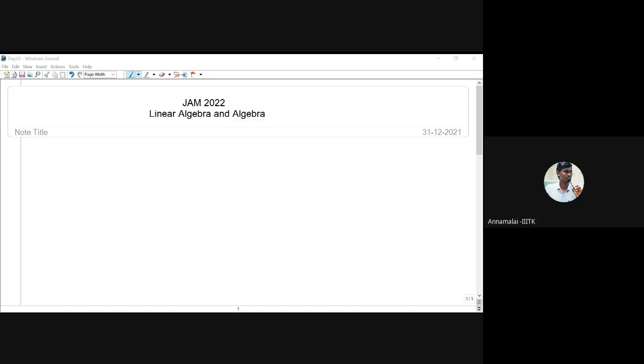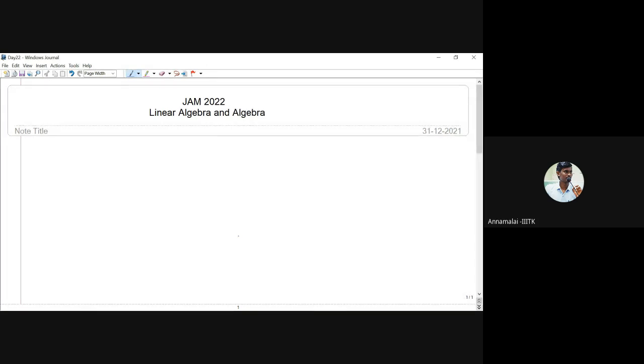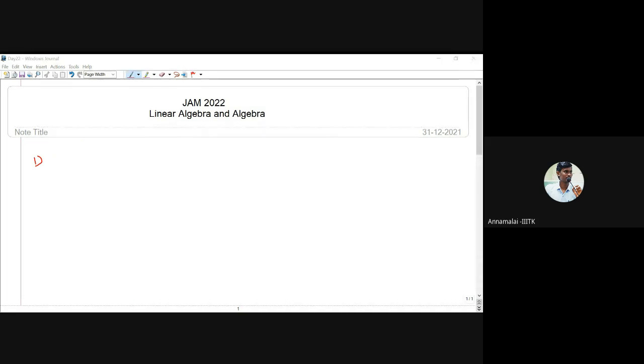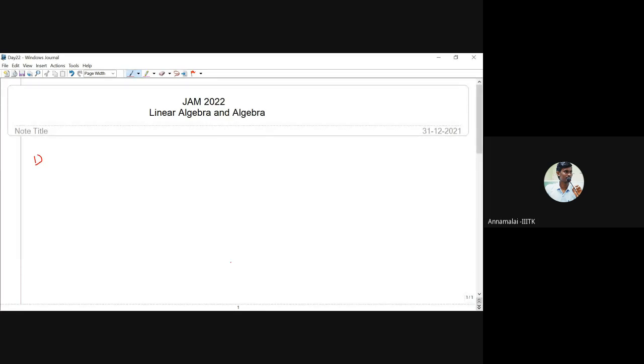Okay, so today we are going to solve some problems. So I write the problem. So the first problem, suppose G be a group of order 7. Okay, so let G be a group of order 7. Maybe I can write short, suppose the cardinality of a group is 7.